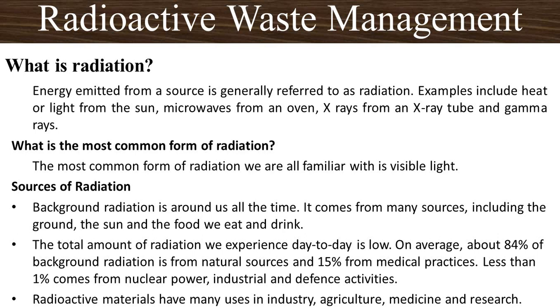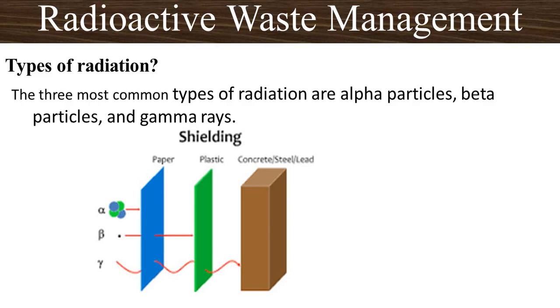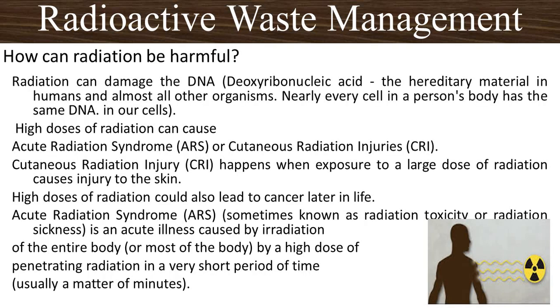Radioactive materials have many uses in industry, agriculture, medicine and research. The three most common types of radiation are alpha particles, beta particles and gamma rays. Radiation can damage the DNA. DNA is nothing but the hereditary material in humans and almost all other organisms.